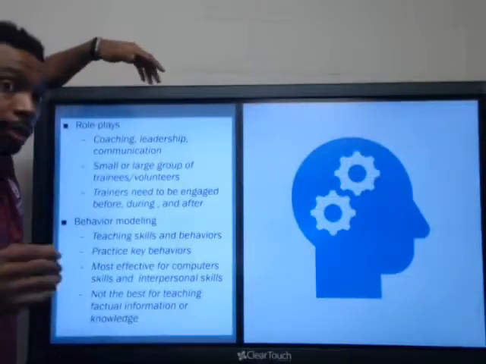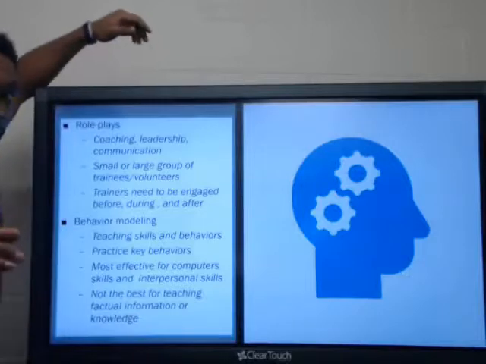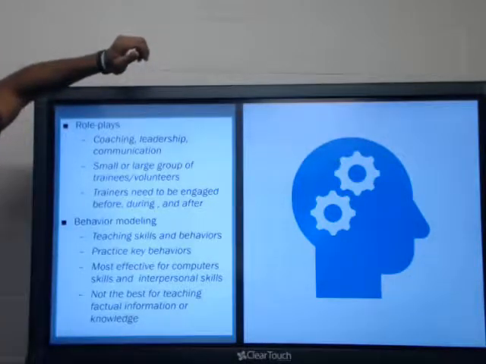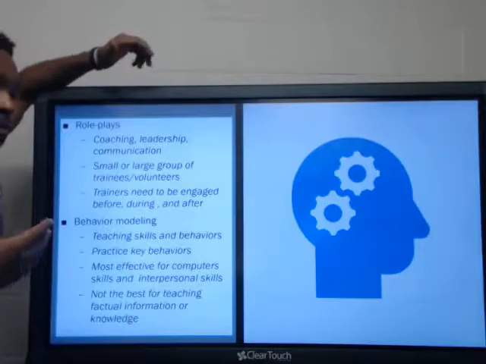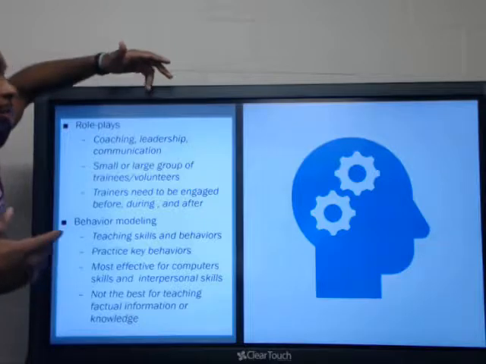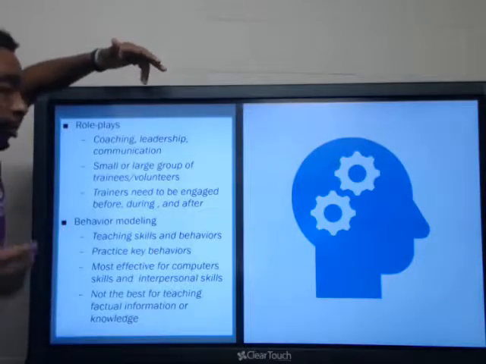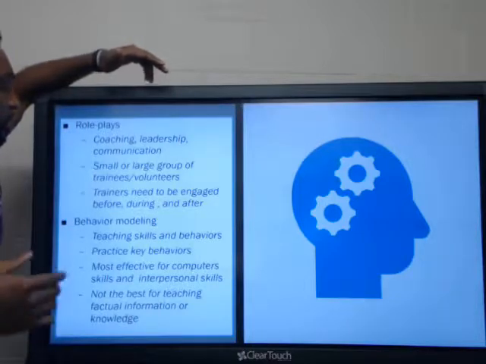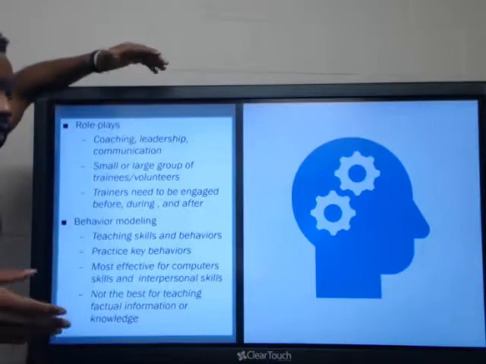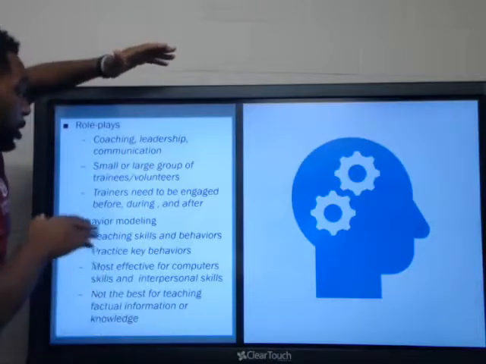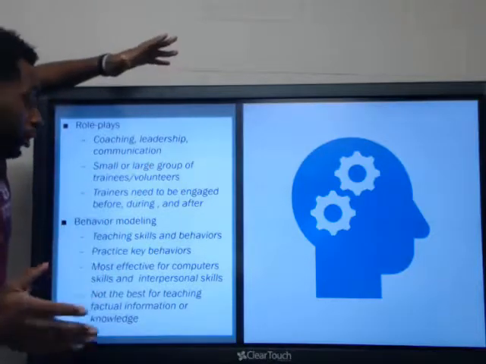Okay, so we're still in hands-on. Told you, hands-on training, it's very deep. Another one is role plays. You can get a group of trainees together and they emulate situations or they mimic people from the job setting. And it helps with coaching, leadership, communication because usually it involves large groups of people here. Small or large groups can be used.